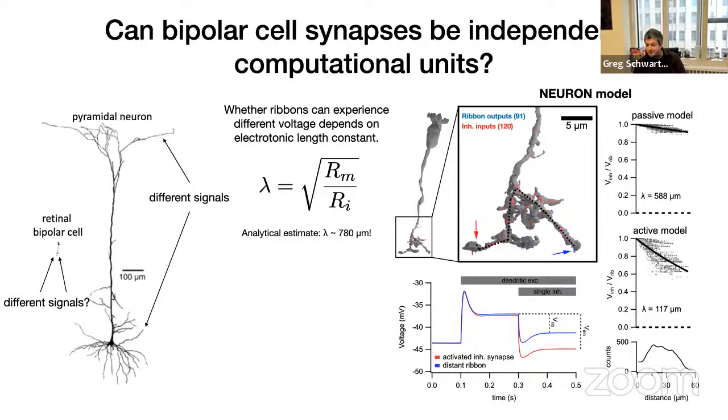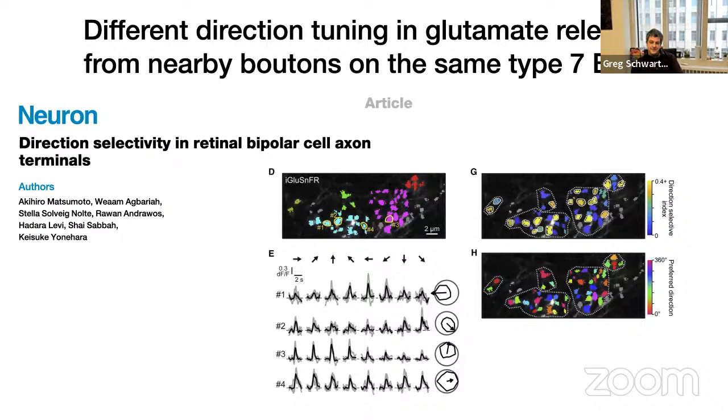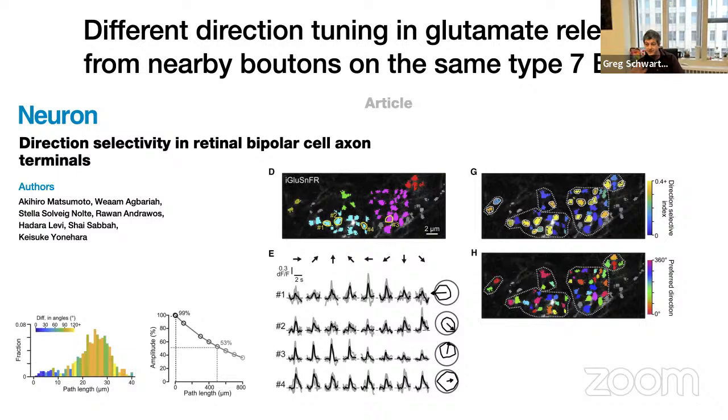While we were working on this, Keisuke Arahara's lab had a really beautiful paper where they claim that there's different direction tuning in glutamate release from nearby boutons in the same type 7 bipolar cell. This was with glutamate imaging, with iGluSniffer, and you can see a similar scale. They segment different type 7 bipolar cell terminals in panel H, and they claim there are different preferred direction responses 2-3 microns apart from each other. Just like us, they saw that the path length between the outputs of these bipolar cells peaks at 25 microns, a reasonably tight distribution. But they also calculated a length constant from that same equation of 780 microns. So their conclusion was that we don't know how this works either, but we see some evidence that it does.